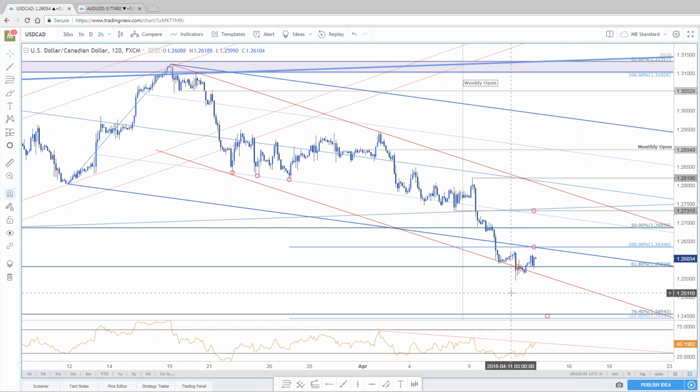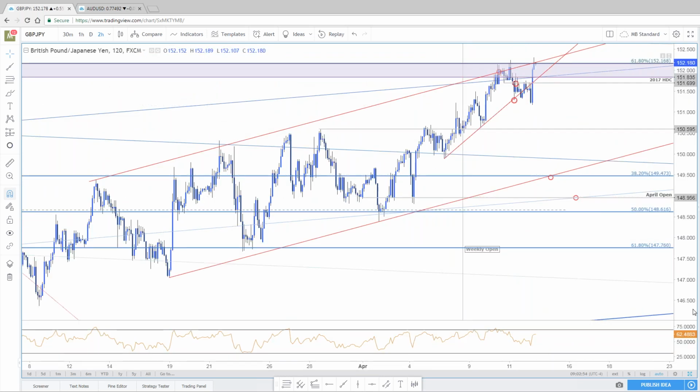All right. Pound yen. This is classic widowmaker moves here. So they call this a dragon for no reason.